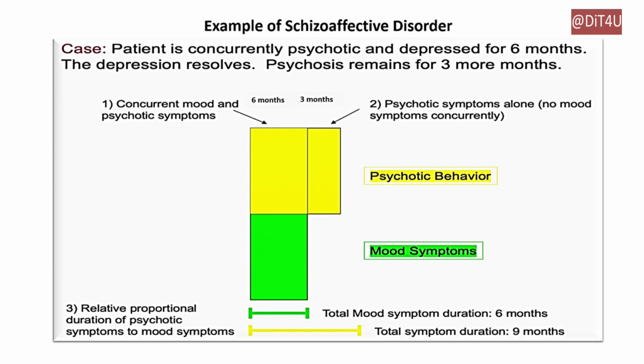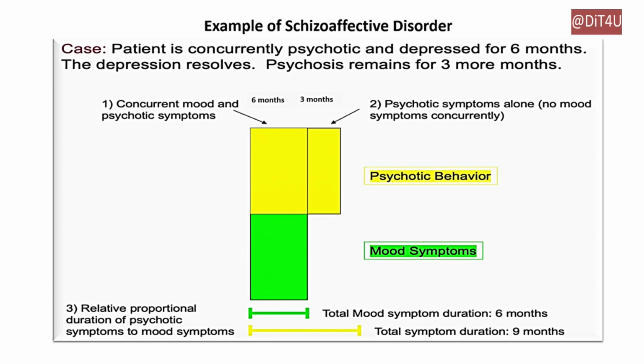So to illustrate this further, this example is there. Patient concurrently psychotic and depressed for 6 months. Depression resolves, psychosis remains for 3 months. So the total illness duration right there at the bottom is 9 months. Okay. So the first question that you have to ask yourself is, is there concurrent mood and psychotic symptoms? Yes, because the yellow is psychotic behavior, green is mood symptoms, both are present, at least for 6 months.